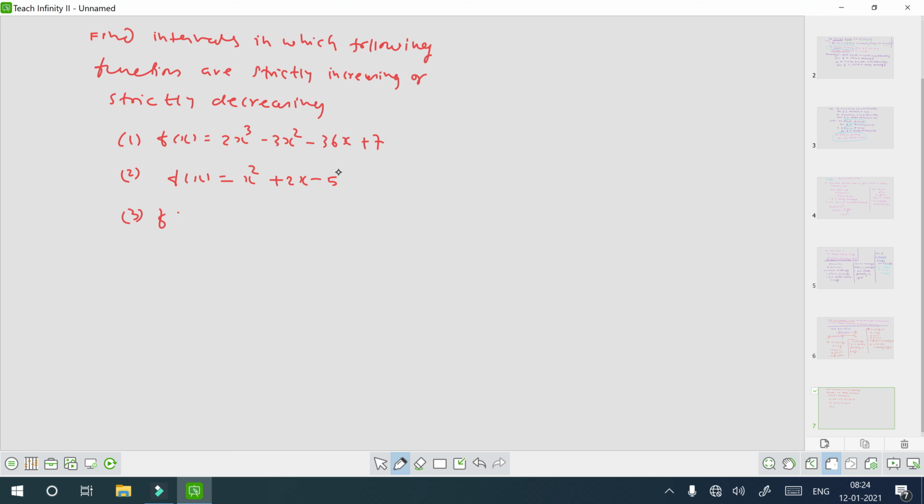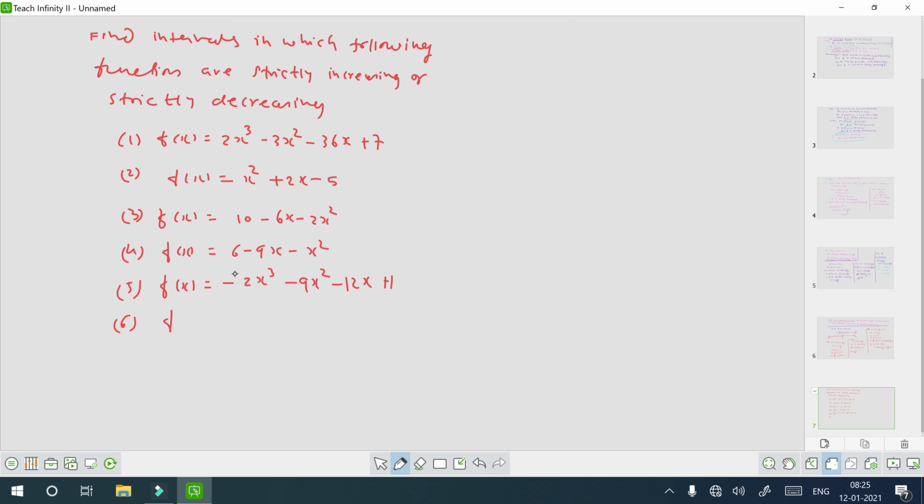Third one, f of x is equal to 10 minus 6x minus 2x square. Fourth one, f of x is equal to 6 minus 9x minus x square. Fifth one, f of x is equal to minus 2x cube minus 9x square minus 12x plus 1.